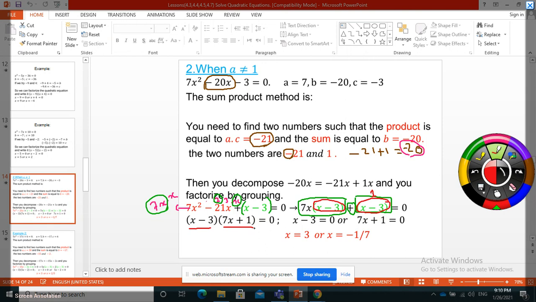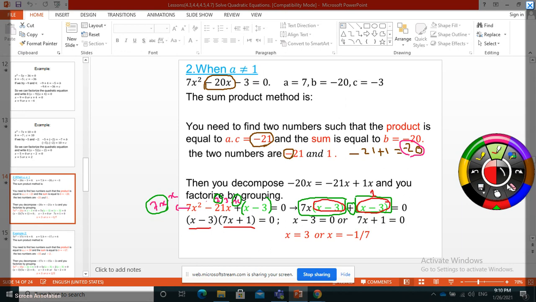Guys, for the first time, you're going to feel that it's hard. Don't worry. We'll do many exercises to solve this method. So x minus 3 equal to 0 gives me x equal to 3, or x is equal to minus 1 over 7. I will do another example, guys. Don't worry, and then we're going to do it, and you will understand how we're going to do it. And also during the classwork, during the online session, we will do more and more application.